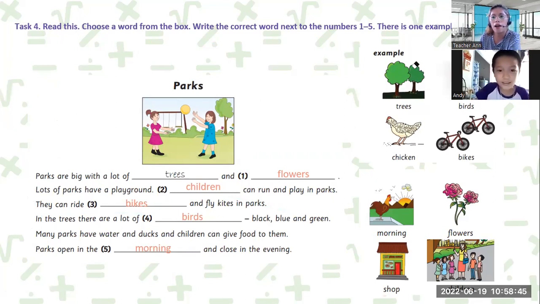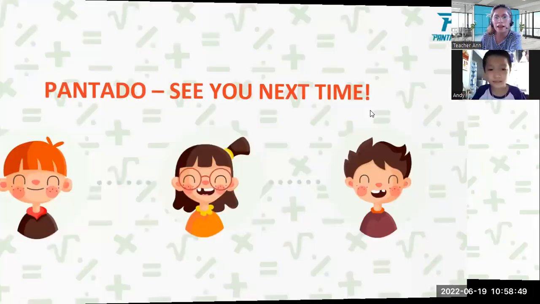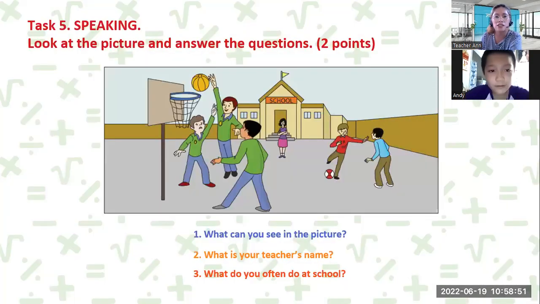So this one, okay, let us go to speaking. Look at here. This is the last, okay? So here, you look at the picture, Andy. Look at the picture, okay? Can you see what is in the picture? Can you see that? Can you see, Andy? Yes. Okay, what can you see in the picture?